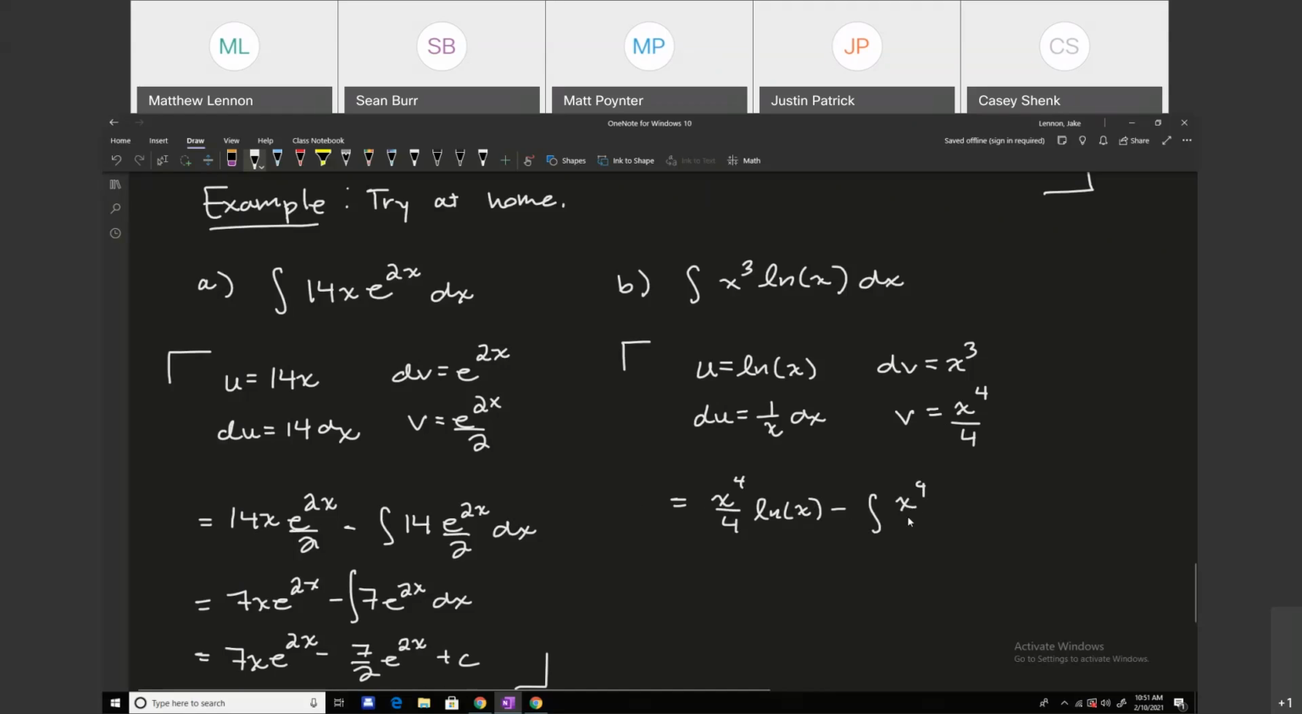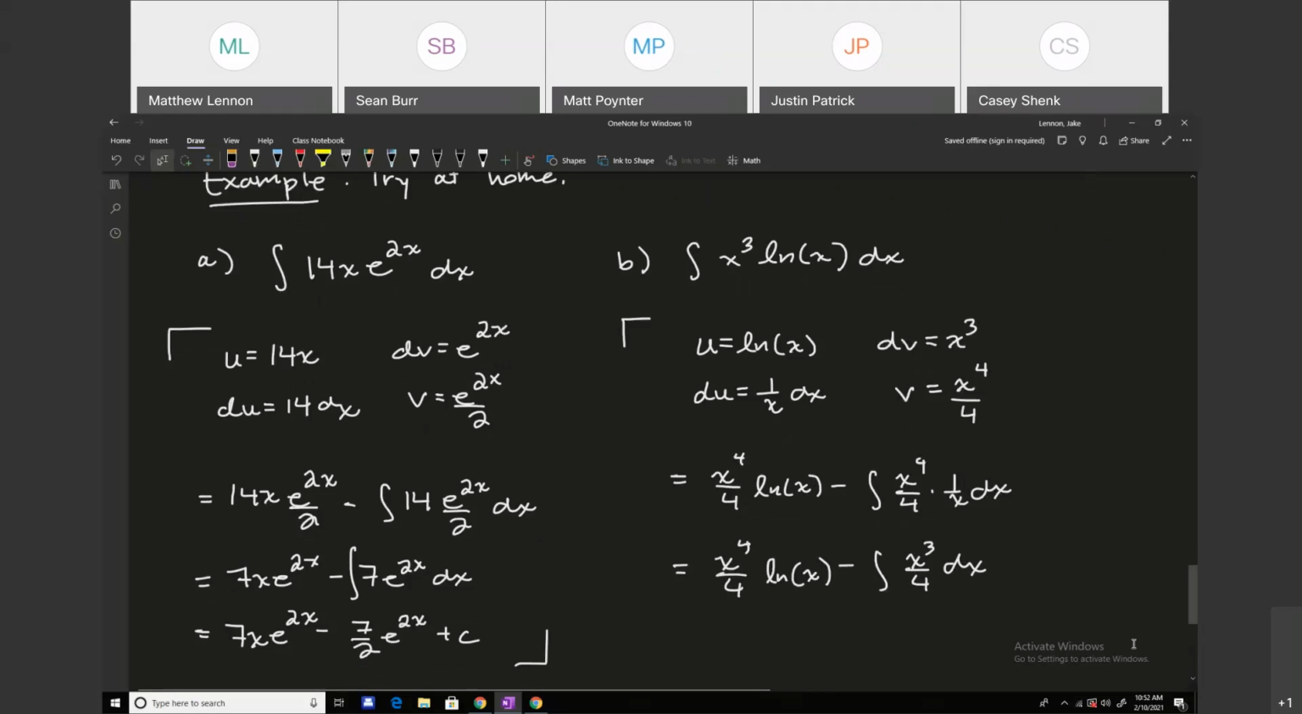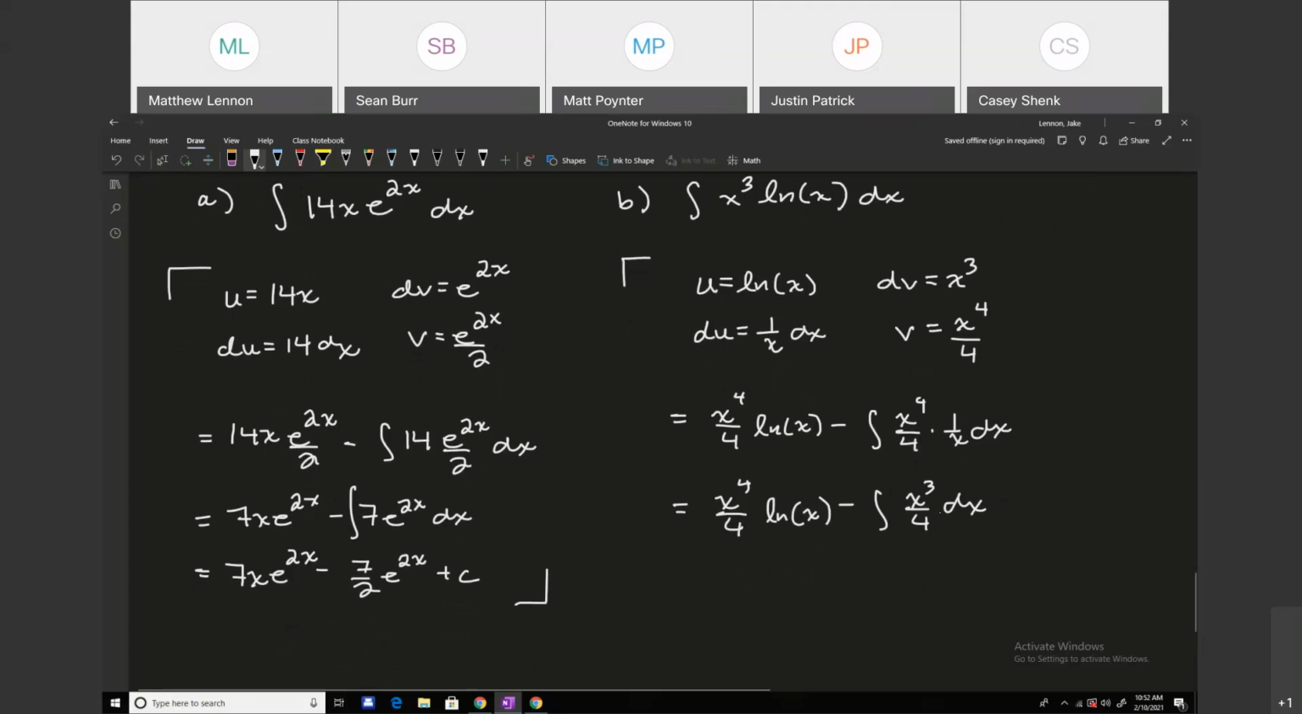So we've got x to the 4th over 4 times 1 over x dx. So we have x to the 4th over 4 natural log of x minus the integral of x to the 3rd over 4 dx, canceling that 1x out. And then the antiderivative there is going to be x to the 4th divided by another 4. So it's going to be 16 in the denominator of the second term. So we have x to the 4th over 4 natural log of x minus x to the 4th over 16 plus a constant of integration. So that's it for those two.